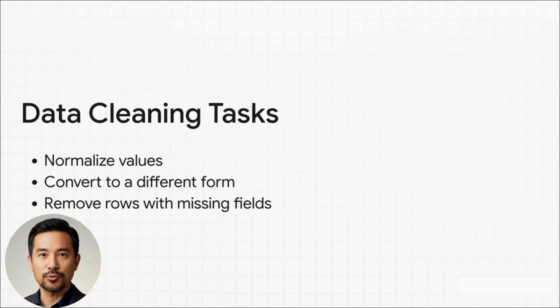Let me tell you, raw data from the real world is almost always messy. It's just a fact. So we have to clean it up. What does that mean? Well, it could be something like normalizing values, making sure all the temperatures are in Celsius instead of a messy mix of Celsius and Fahrenheit. Or it could mean getting rid of rows that are missing really critical information. The bottom line is, a clean data set is the foundation for any strong model. You can't build a good house on a shaky foundation.